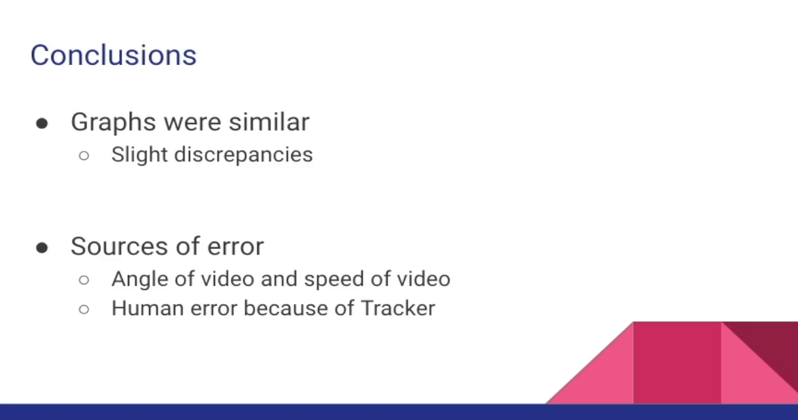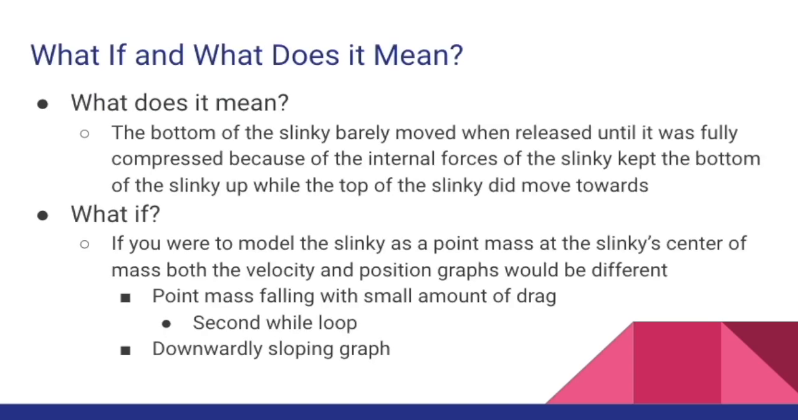So for the what if and what does it mean questions. What if, and what does it mean, for the bottom of the slinky to be at rest until the slinky fully compresses? This means that the internal forces of the slinky keep the bottom of the slinky at rest until the top of the slinky fully compresses and reaches the bottom of the slinky. So at that point, the bottom of the slinky does move downward, but this is because of, as I said before, the internal forces within the slinky and the spring force between the bottom and the top of the slinky.